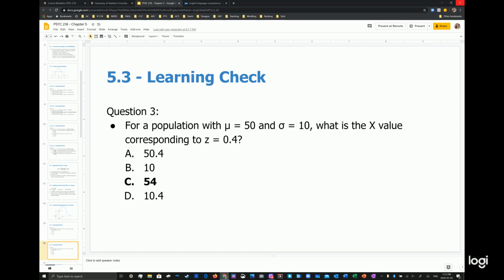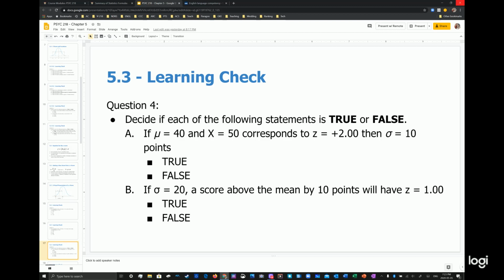One standard deviation is 60. So if a Z score is 0.4, well, that's 4/10. And so if this is nice, standard deviation is 10 points, well, that's 4 out of 10 points. So it's 4 plus 50, which is 54.